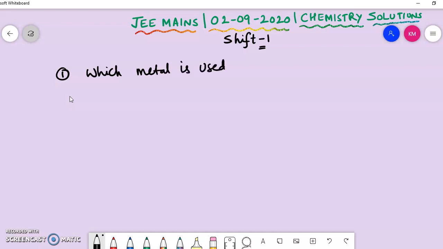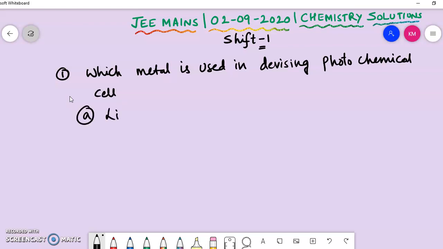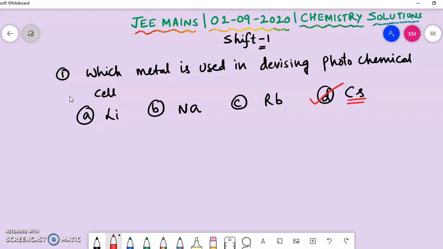is used in devising photochemical cell. Which metal is used in devising photochemical cell, guys? So first option they have given lithium, second option sodium, third one rubidium, fourth one cesium. Obviously, as you know, guys, because of lowest ionization enthalpy, cesium can show photoelectric effect, so it can be used in photochemical cells, guys. Hope you understand, guys. It is the answer.